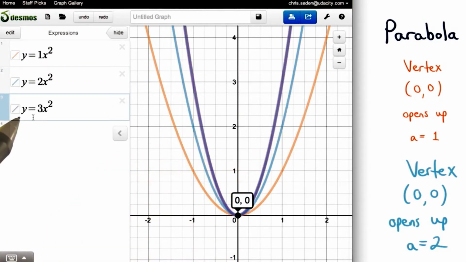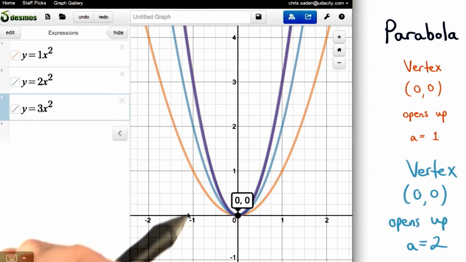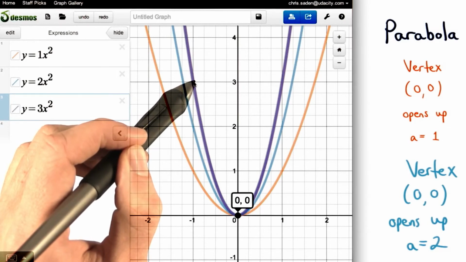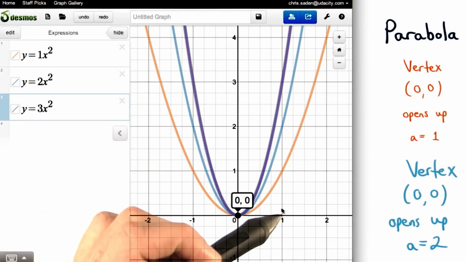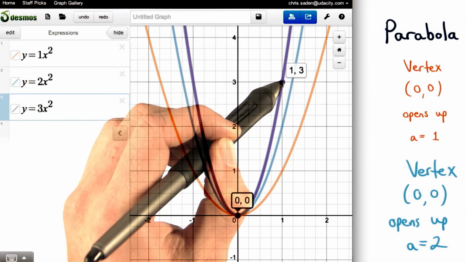And here's a third parabola, y equals 3x squared. Notice that the turning point, or the vertex for this parabola, is still at (0, 0), the origin. To find other points on this purple parabola, we're going to use our a value. We can move 1 unit left and 3 units up. This gives us a coordinate of (-1, 3). To find another point on the graph, we'll go the opposite way. We'll go 1 unit right, and this time 3 units up. This gives us a point of (1, 3).